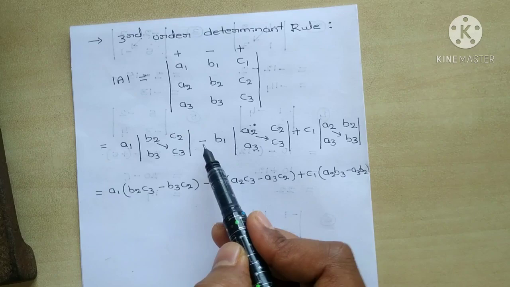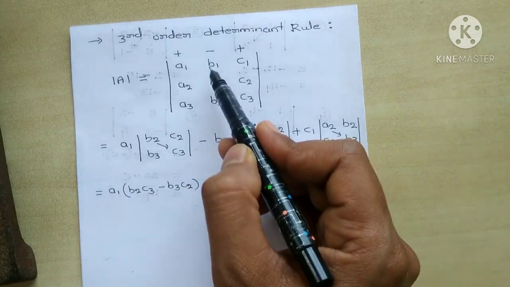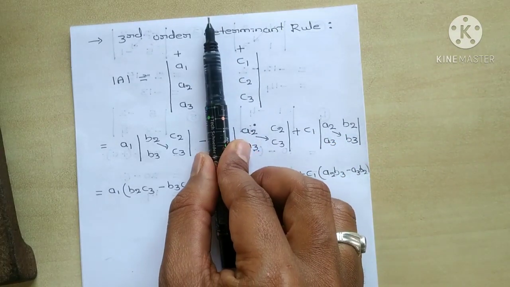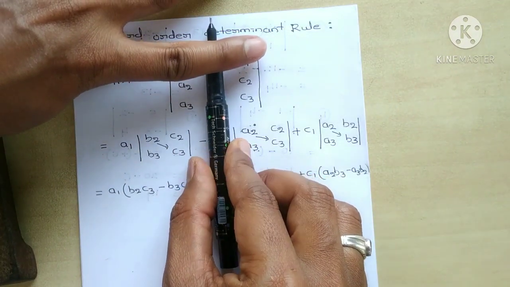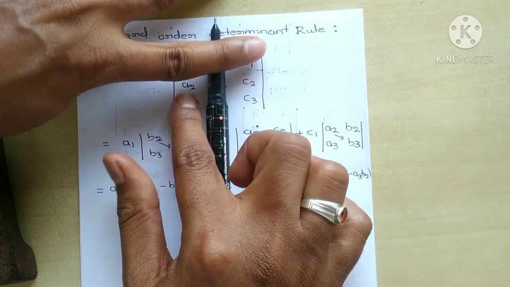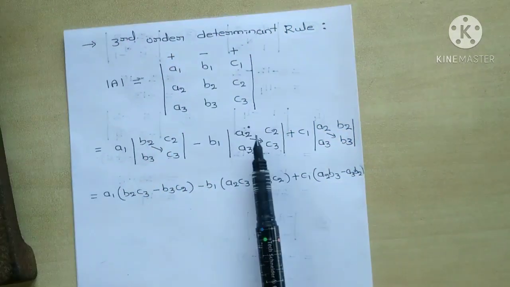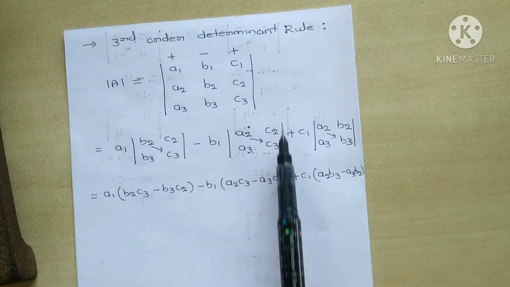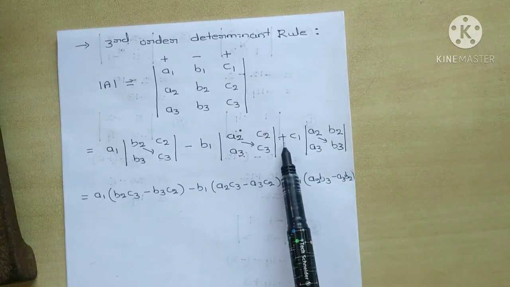So minus sign. Next element is what here? B1. So note down here B1. Once you note down that B1, that time what to do? That particular column and that particular row you need to delete. Once you delete these two, what is the remaining value? A2 C2 A3 C3. So A2 C2 A3 C3, that value you need to note down in the second order determinant. Next, plus. So mention here plus.